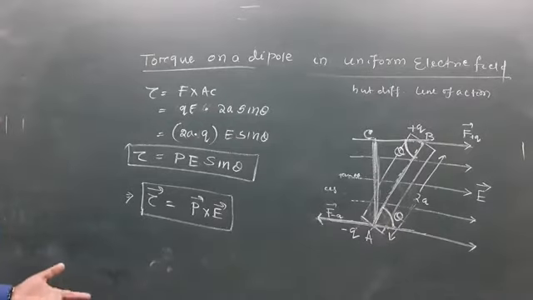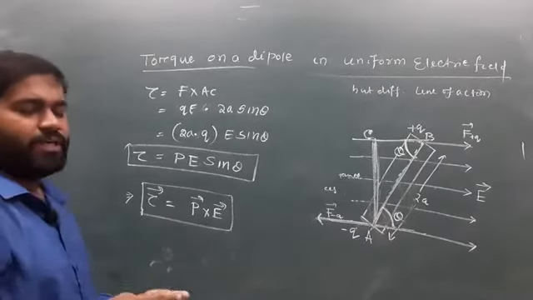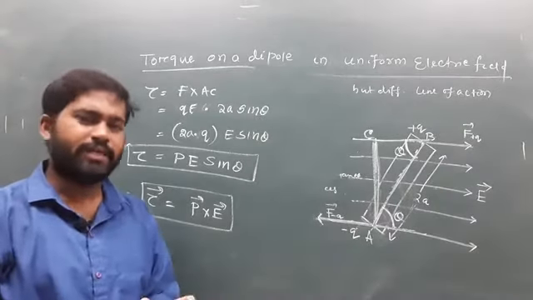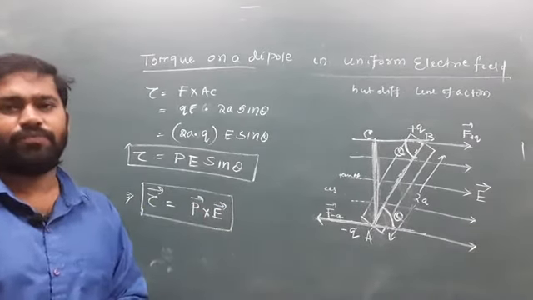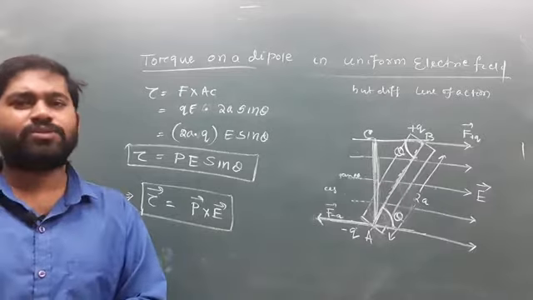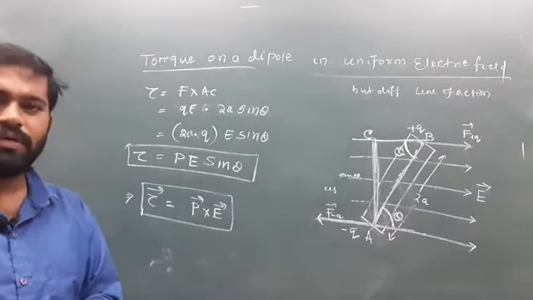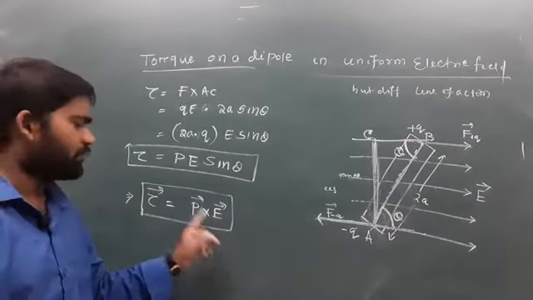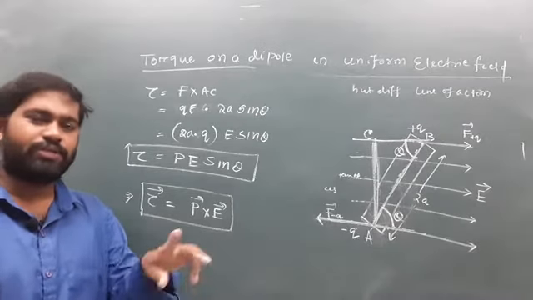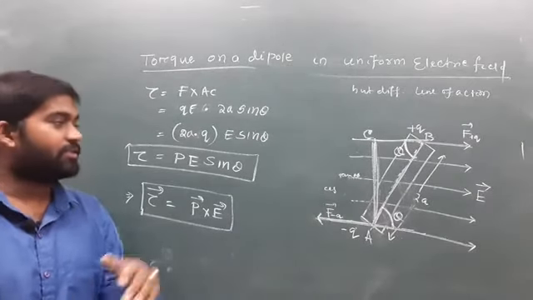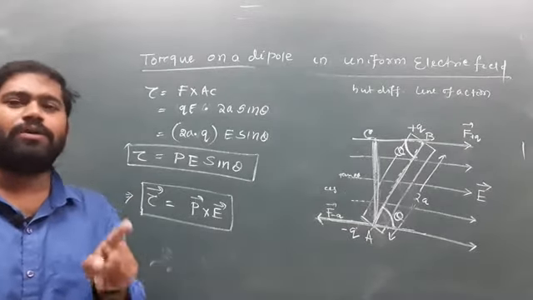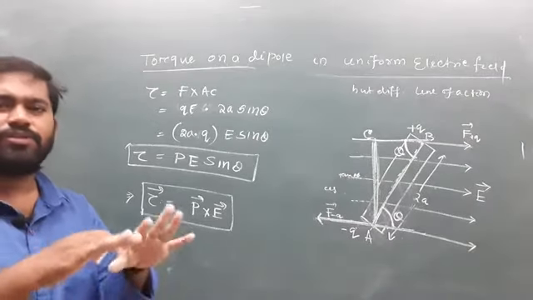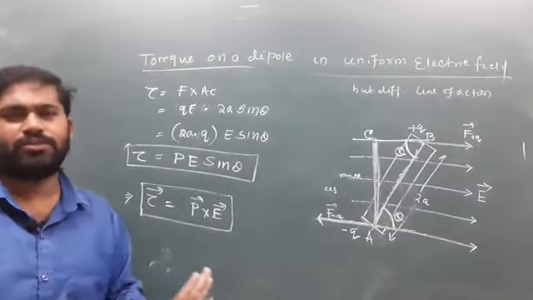So what do we get? If we place a dipole in a uniform electric field, then the net force on the dipole will be 0. But it experiences only torque. So in a uniform electric field, a dipole experiences only torque, not force, because force is 0.